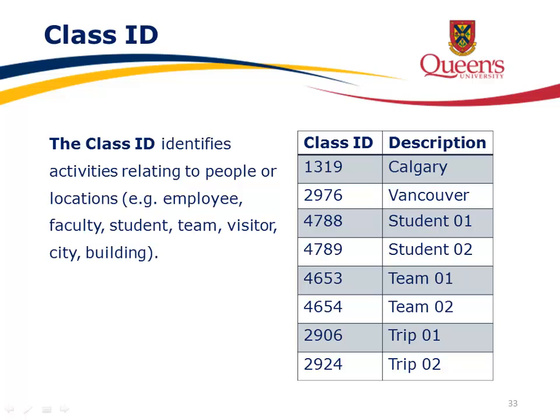Much like the Program ID, the Class ID identifies activities relating to people or locations. For example, an employee, faculty member, student, team, visitor, city, or building. By including Class ID 1319 in your ChartFields string, you could track all revenue and expense activity relating to an event that takes place in Calgary.